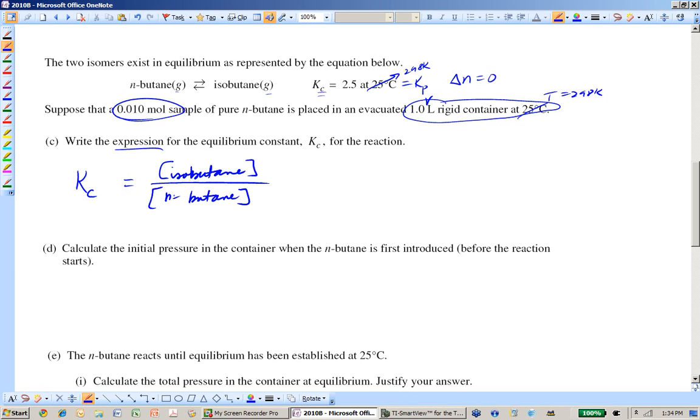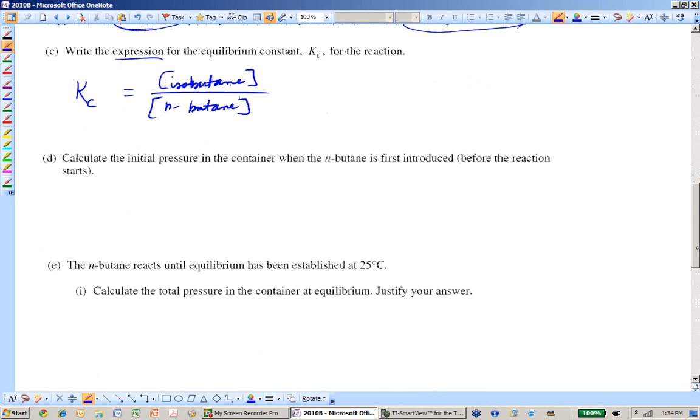All right, then calculate the initial pressure in the container when the n-butane is first introduced, in other words, before the reaction starts. So here's your PIVNERT moment. I hope you've come to expect them. If you have, then I have already succeeded in moving you away from the defenseless student into the aggressive student. Bring it on. Bring on the PIVNERT.